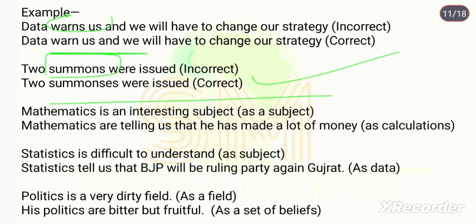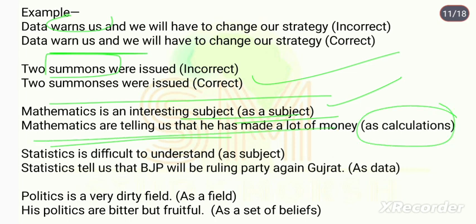"Mathematics is an interesting subject." If we talk about a subject, then it's "is an". Okay, "mathematics is an", because he is talking here about a subject. "Mathematics are telling us that we have made a lot of money." He is talking about calculations. So if we talk about calculations, then we have to use "are", a plural helping verb.